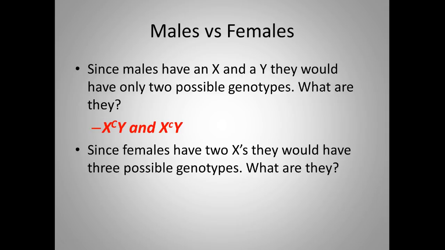The X big C Y would be a normal vision male, and the X little c Y would be a colorblind male. Females, again, are XX, so there's 3 possible genotypes. Can you see what those might be? They would be X big C X big C, X big C X little c, and X little c X little c. You can see in the last individual, that would be a colorblind female, whereas the first 2 would both have normal vision. That middle one, X big C X little c, would be a carrier.